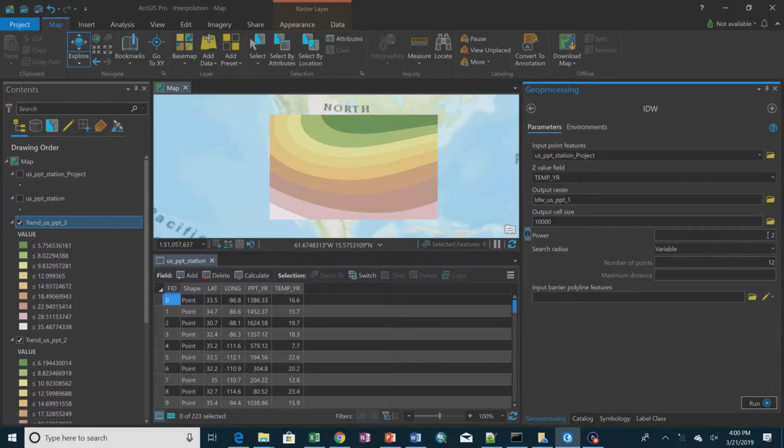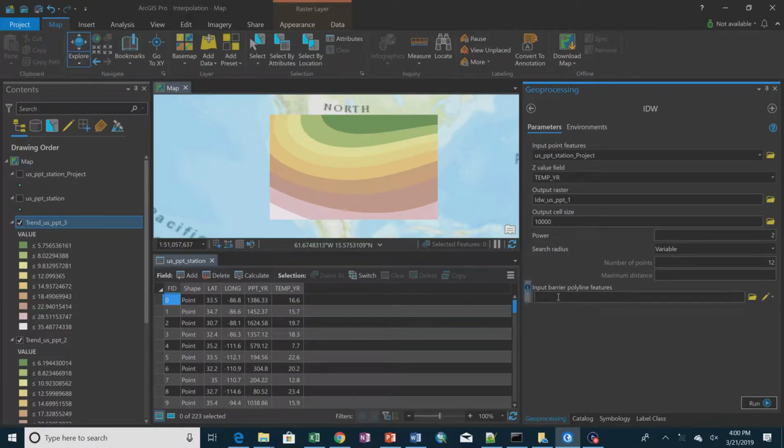The default is 2. Now we can choose whether we want the search radius to be variable. If we set it to be variable, it's going to choose this number of nearest points. If we set it to be fixed, it's going to choose this distance, and it's going to take all the points within that distance. I'm going to start off with the variable 12. So it's going to choose the nearest 12 points, and still going to do those 12 points weighted, so the closest points will be weighted higher than those points further away.